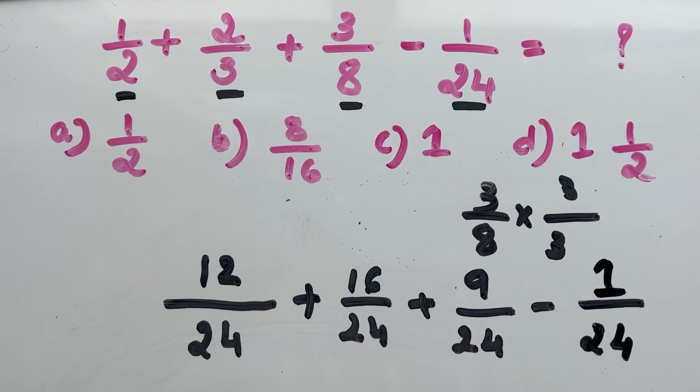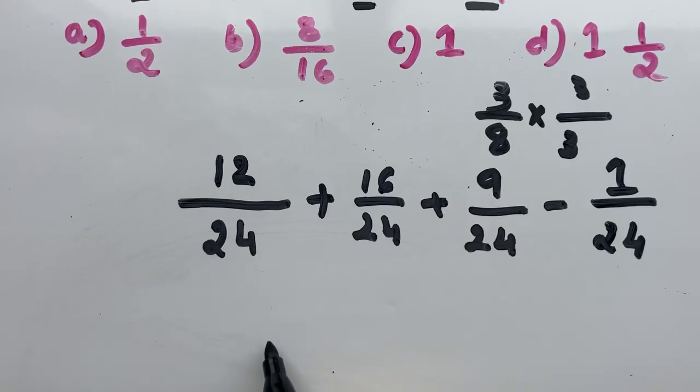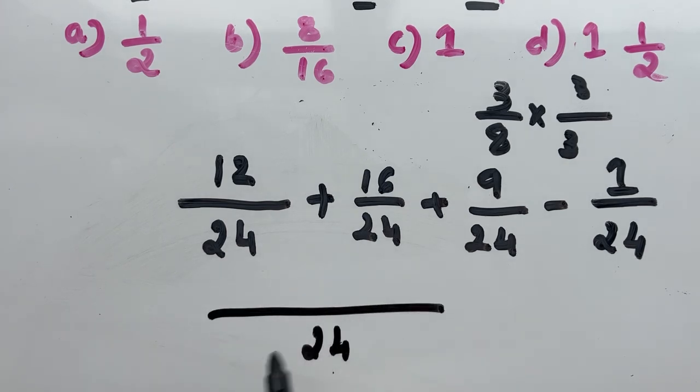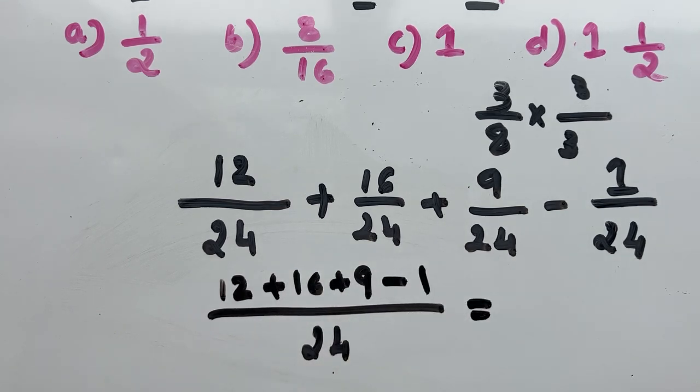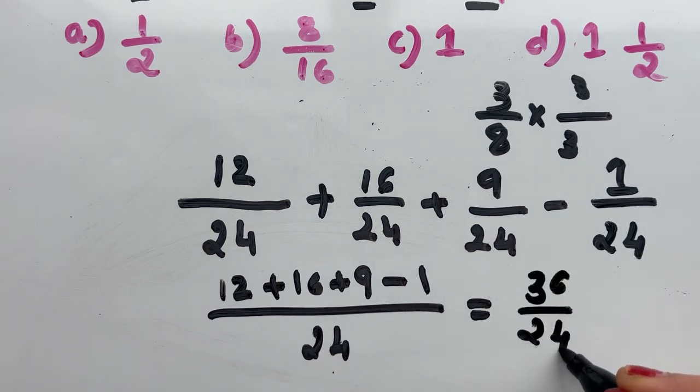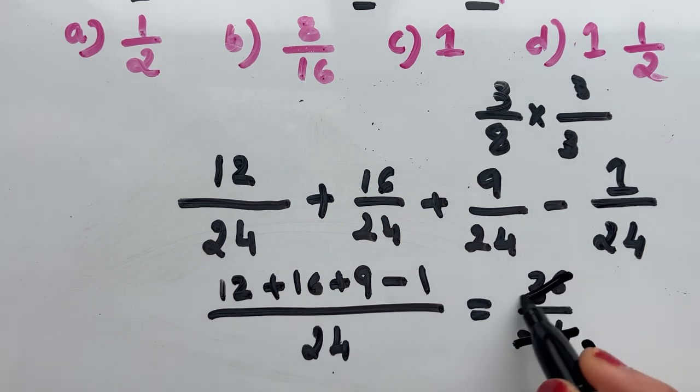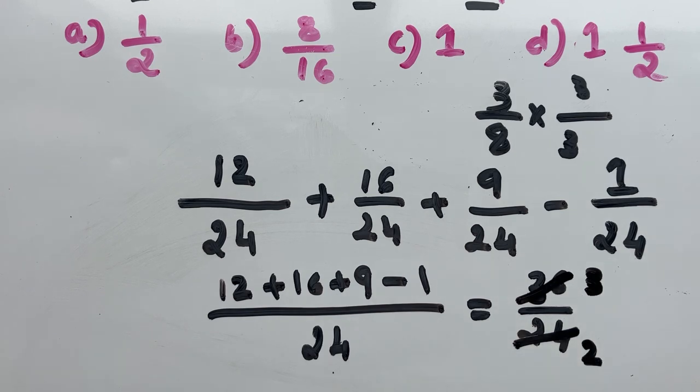Now you have to do the operation. Common denominator is 24. You can add and subtract the fractions now. 12 plus 16 plus 9 minus 1. 12 plus 16 is 28. 28 plus 9 is 37. 37 minus 1 is 36 over 24. Now 36 and 24 can be divided by 12. When you divide both by 12, this is 2, this is 3. 12 times 3 is 36. 12 times 2 is 24. So this is equivalent to 3 over 2. 36 over 24 is equal to 3 over 2.